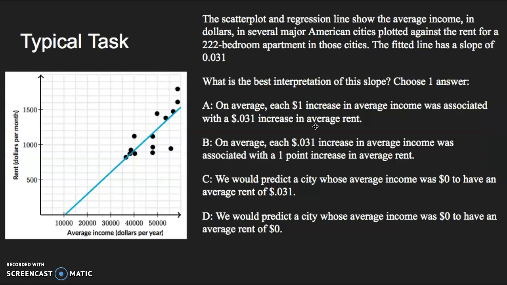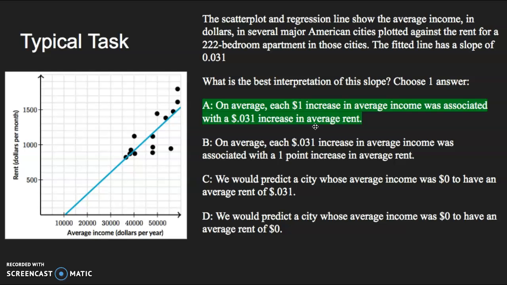So a typical task. The scatter plot and regression line show the average income in dollars in several major American cities plotted against the rent for a two-bedroom apartment in those cities. The fitted line has a slope of 0.031. What is the best interpretation of this slope? Choose one answer. Alright, go ahead and pause the video and take a minute to find your answer.